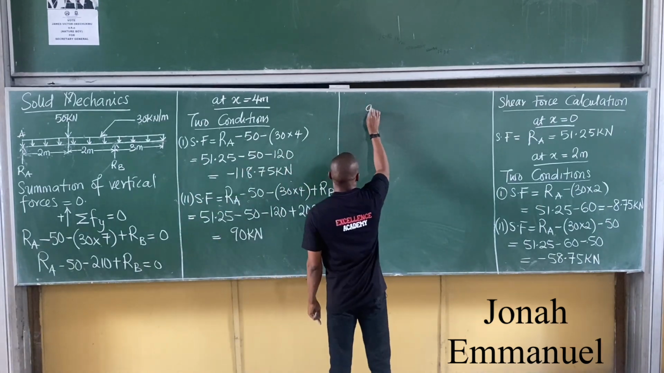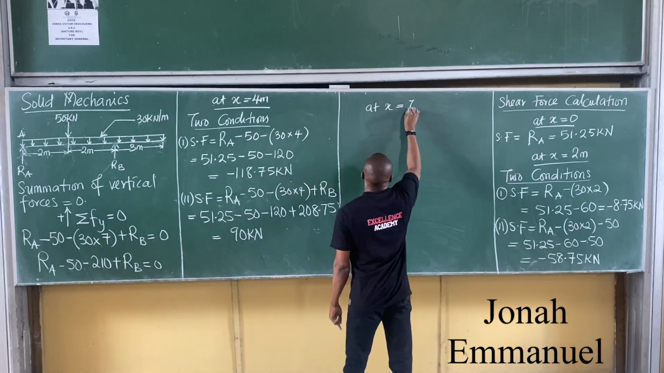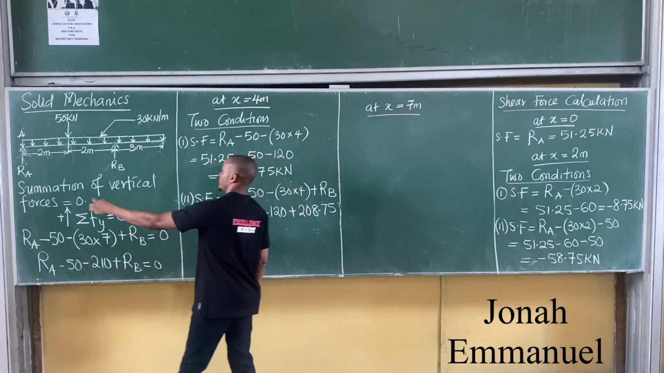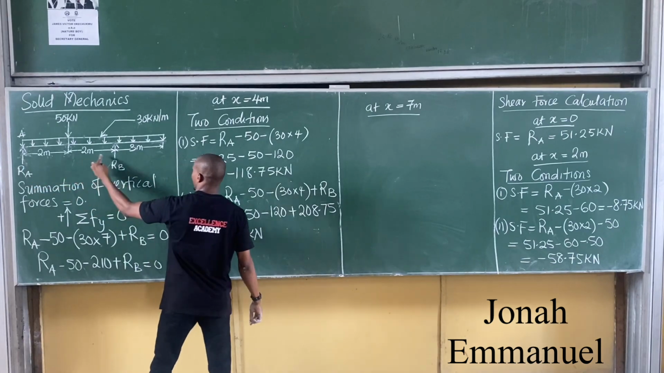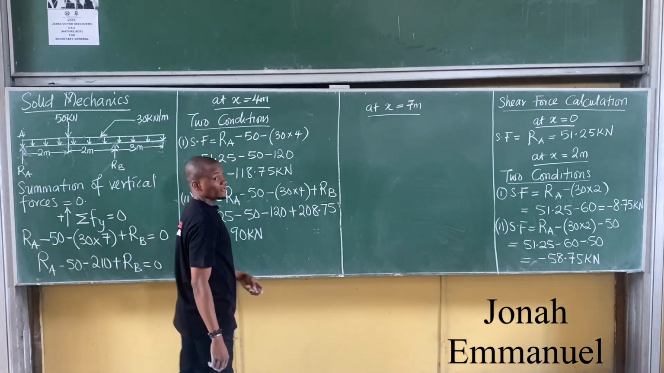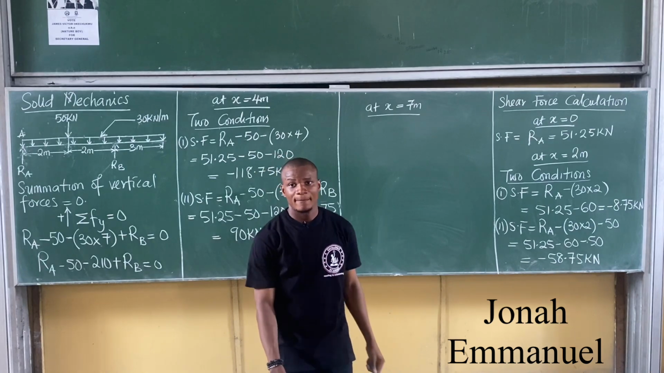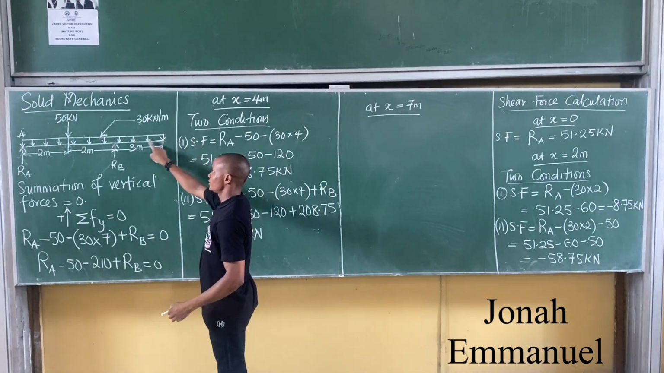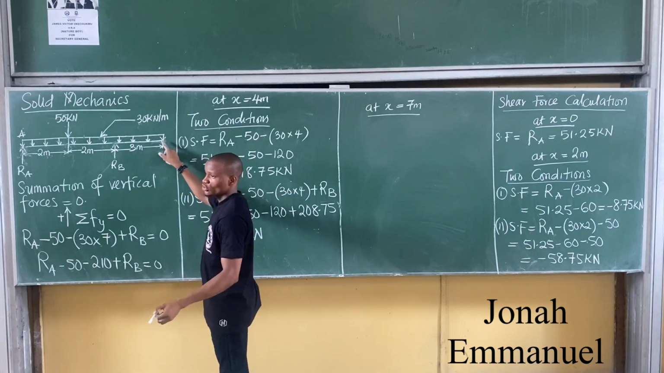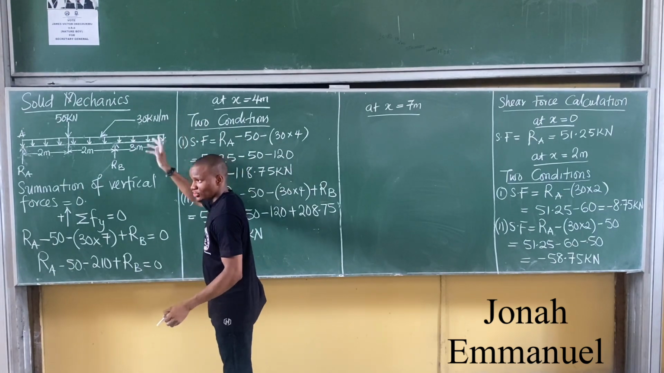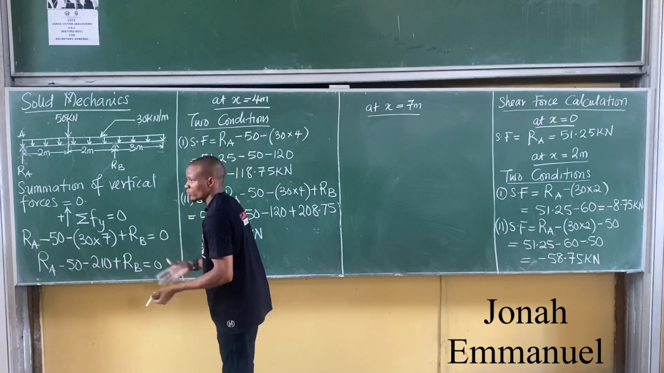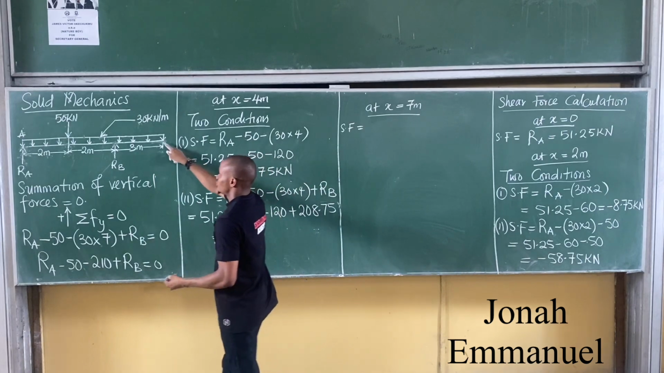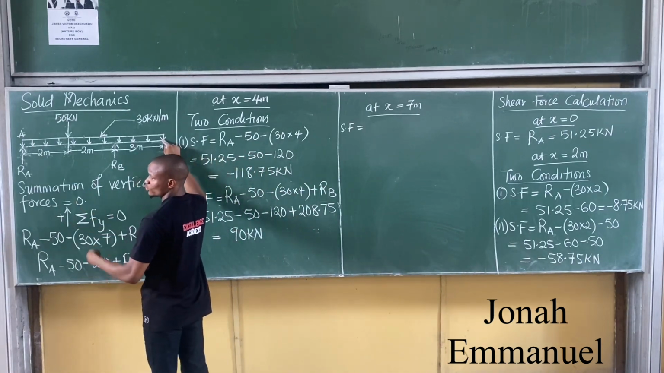It becomes x equal to 7 meters. Please, just go to 7. Would there be two conditions there? No. Why? There is no point load here. What you see is a UDL. There's no point load, so no two conditions. Alright, if there's no two conditions, work on this. I will have the shear force equal to just the normal shear force, since there are no two conditions.